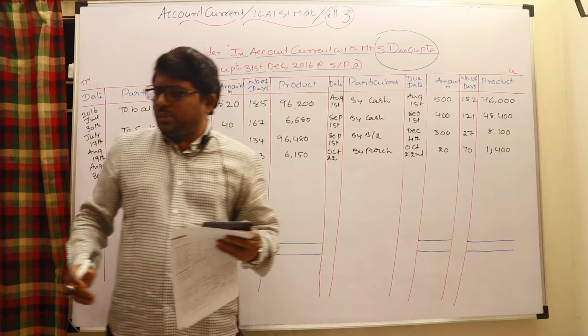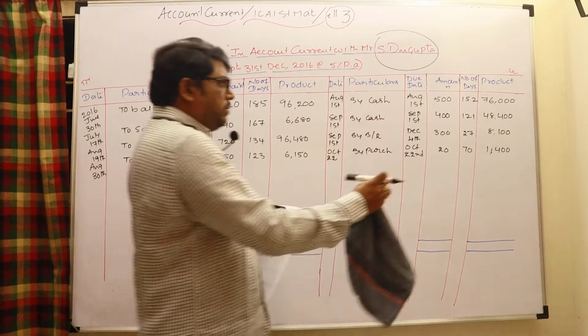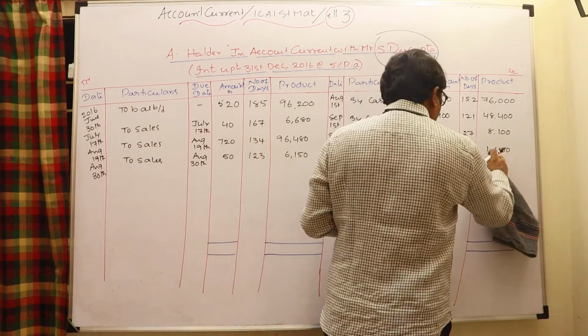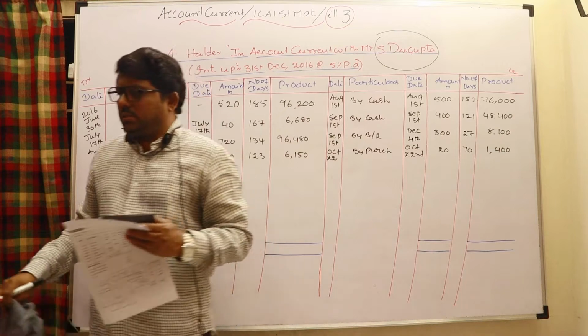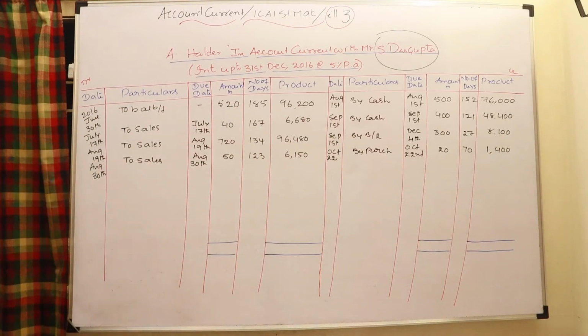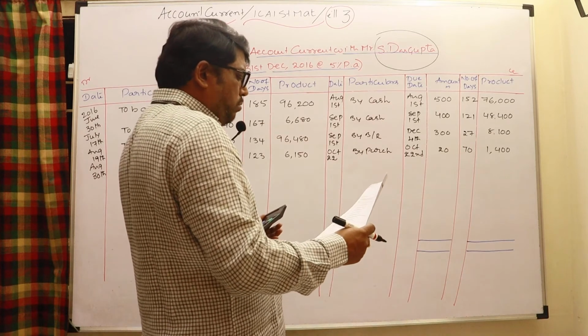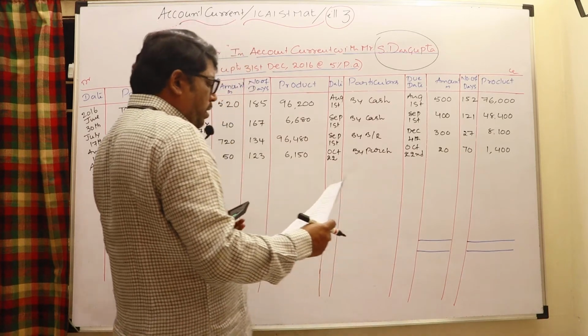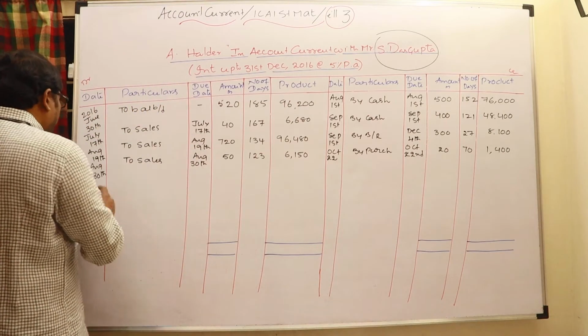The resulting product is 1400 rupees. 20 into 70, the resulting product is 1400 rupees, right? And go to the next, November 12th. Goods sold to Halder. Halder account debit to sales. In the Halder to sales, November 12th.